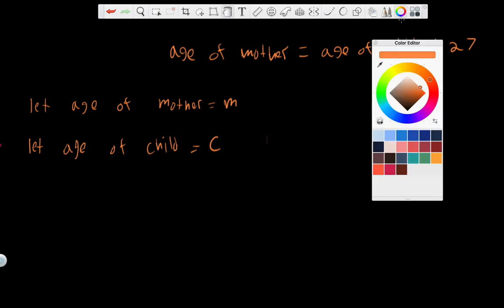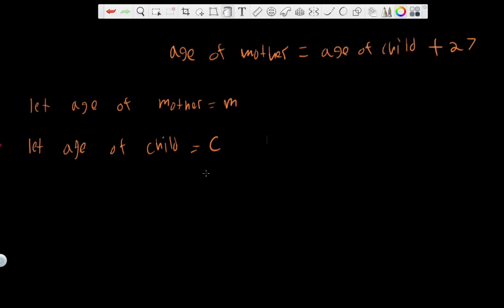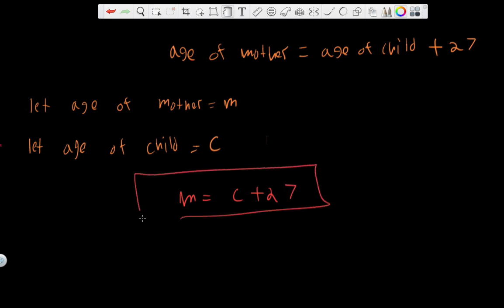So now I'm going to rewrite our equation and make it look like less English and more mathematical. So what I'm going to say is m is equal to c plus 27. So now this looks much more mathematical, right? But we're saying the exact same thing as we said up there. So now, we set this equation up.